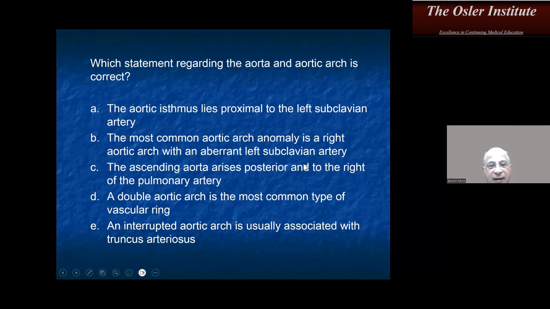Aortic arch, aberrant left subclavian, left ductus or ligamentum. So this is the second most common. Then we're left with this one, which is normal anatomy. The ascending aorta arises posterior and to the right of the pulmonary artery, just from basic anatomy of the heart.